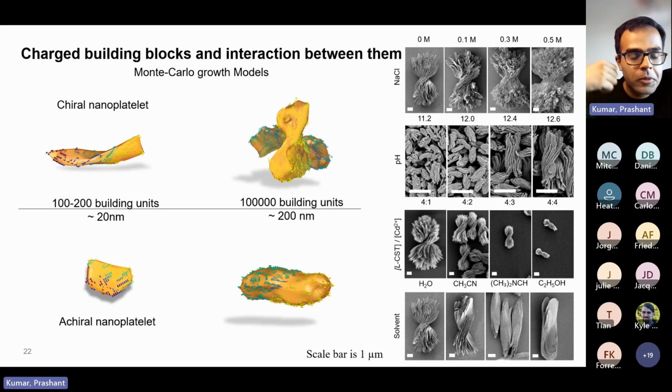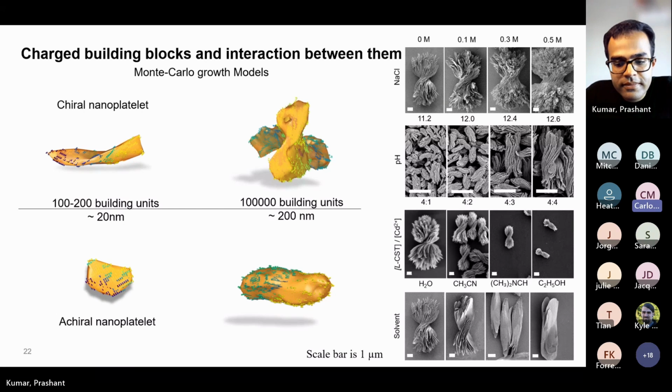So what these simulations told us was that there is a strong effect of electrostatic interactions and van der Waals forces that are competing with each other as the building units are attaching with each other.